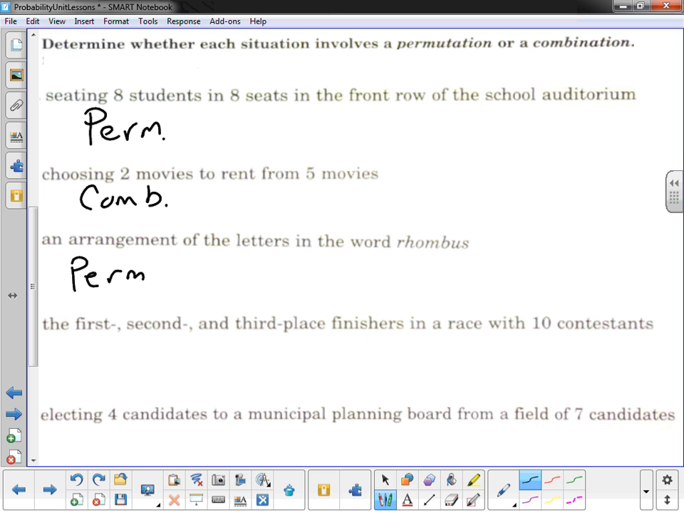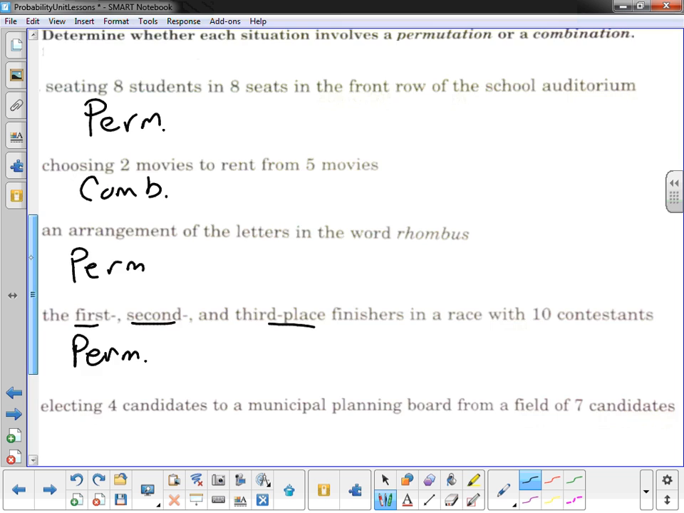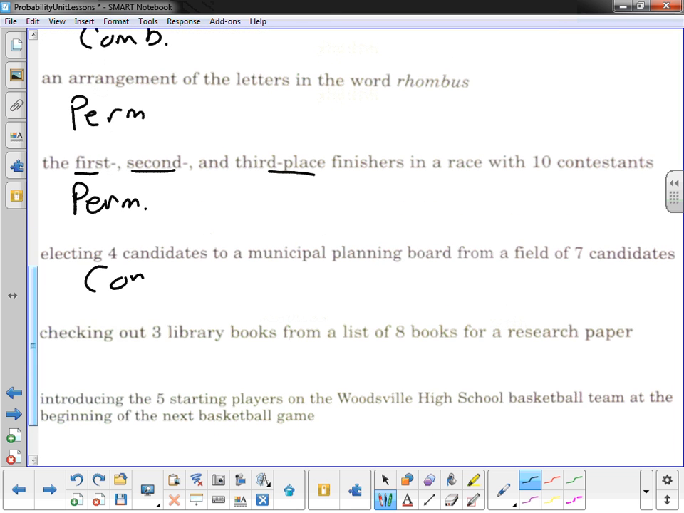Let's say we're trying to find the first, second, and third place finishes in a race with 10 contestants. First, second, third are identified order items, so that's a permutation. Say we want to elect 4 candidates to the municipal planning committee out of a group of 7. That's a combination. We don't care who they are. Say I want to check out 3 library books from a list of 8 books for a research paper. Again, it doesn't matter the order I get them in. That's a combination.